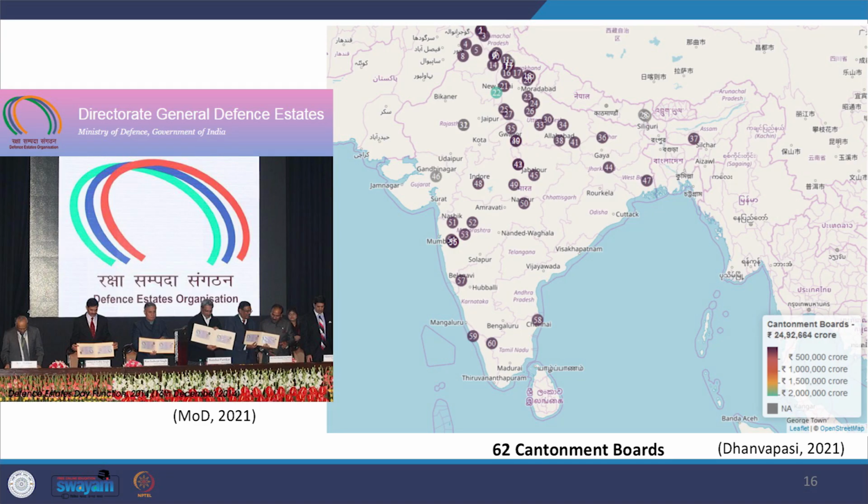So as per the Directorate General Defence Estates, there are 62 cantonments in the country. You may see in the map how they are spread across the country, and most of them being on the northern side. The link to the list is also given to you in the suggested reading and watch if you want to see all of them here.